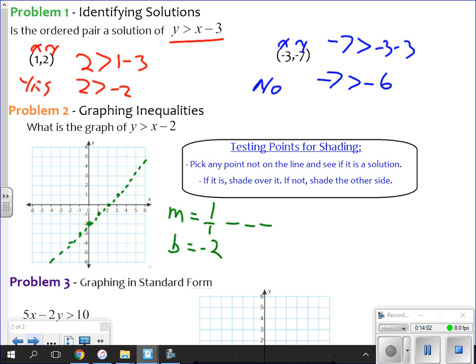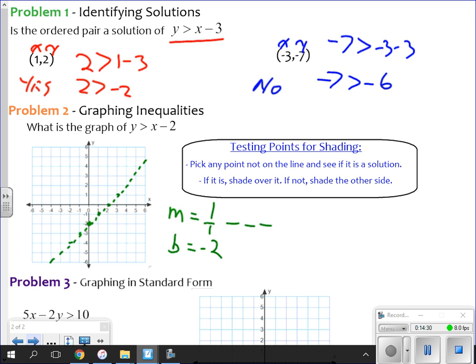It only works if you have y by itself. If it's greater than, I shade above; if it's less than, I shade below. And what if it's at this really funky angle? Sometimes it's hard to tell. So this is what I do, and this is what you have to do when you have it in standard form, which we're going to be doing here, an example of that in a minute, and what you're going to have to do on a lot of your classwork. You have to pick a point and test it to see if it works or not.